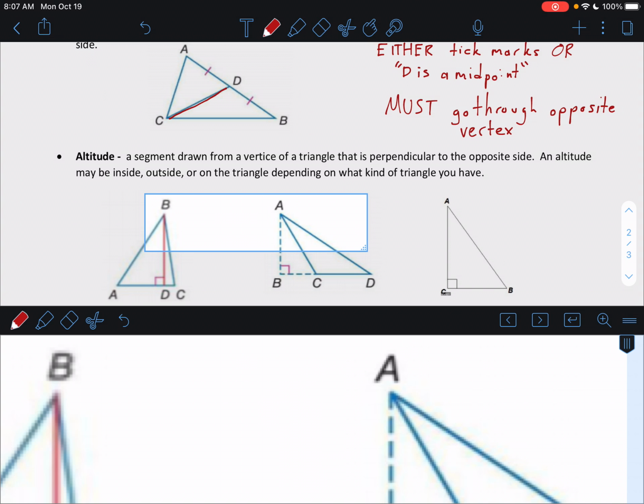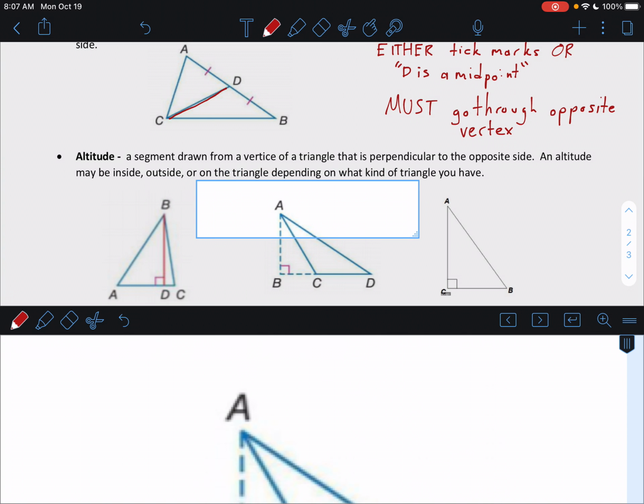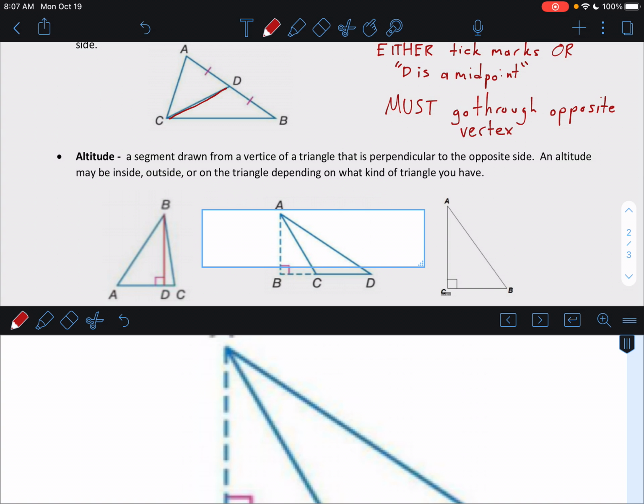And the fourth one that we're learning about is the altitude. The altitude is going to be a segment drawn from a vertex of a triangle that is perpendicular to the opposite side. A perpendicular bisector was perpendicular and bisected it. This one is going to be perpendicular, but it goes through one of the vertices of the triangle.